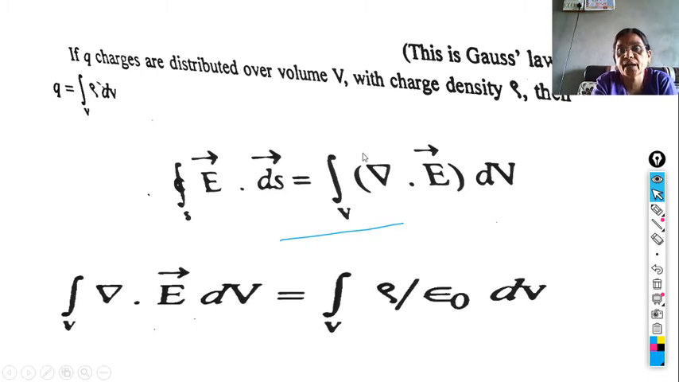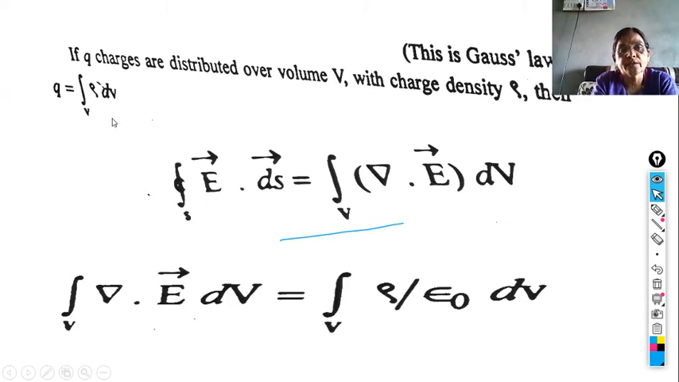It is known as Gauss's law in electrostatics. Now we consider the next case. If q charges are distributed over the volume V with charge density rho, then what is the situation? In that case, the charge q is equal to the volume integral of rho dV.